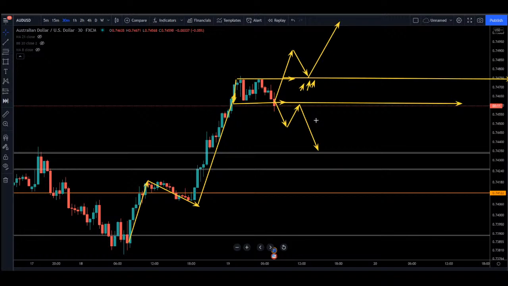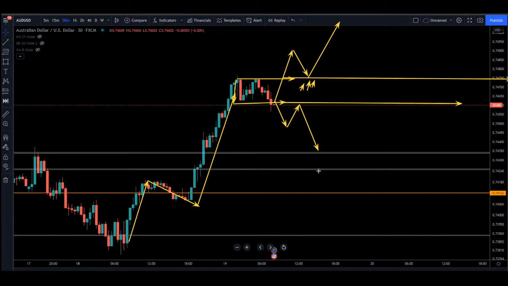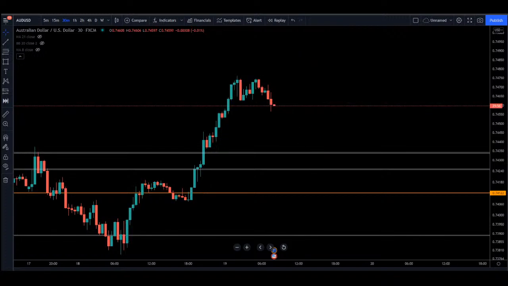But again, my bias is bearish. So I personally believe that the price is just gonna keep coming down, and then it's gonna create this retest and pullback, and I'm gonna join them to the downside. All right. Okay, so that's pretty much the analysis here in the AUD USD.